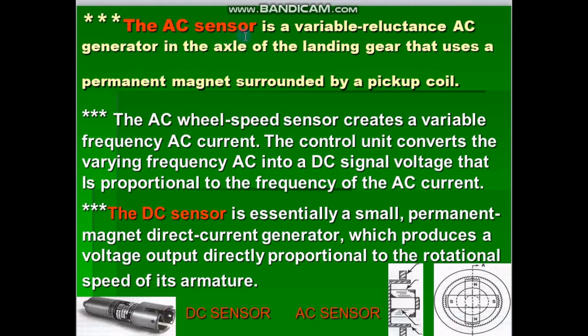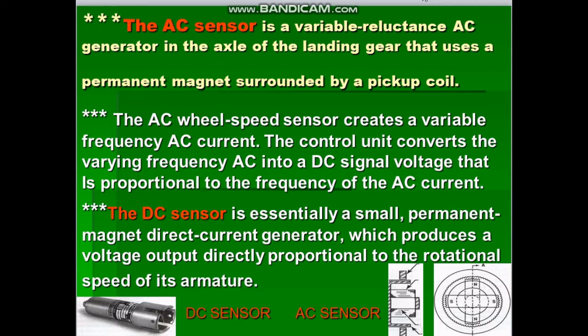The AC sensor is a variable reluctance AC generator in the axle of the landing gear that uses a permanent magnet surrounded by a pickup coil. The alternating current wheel speed sensor creates a variable frequency alternating current. The control unit converts the varying frequency alternating current into a direct current signal voltage that is proportional to the frequency of the alternating current.